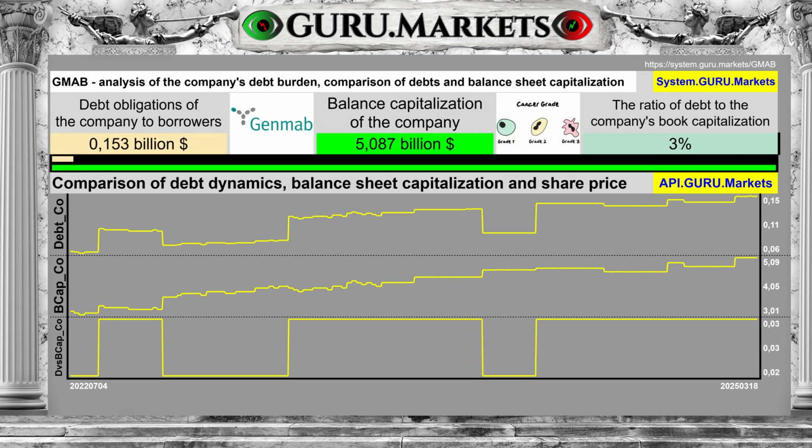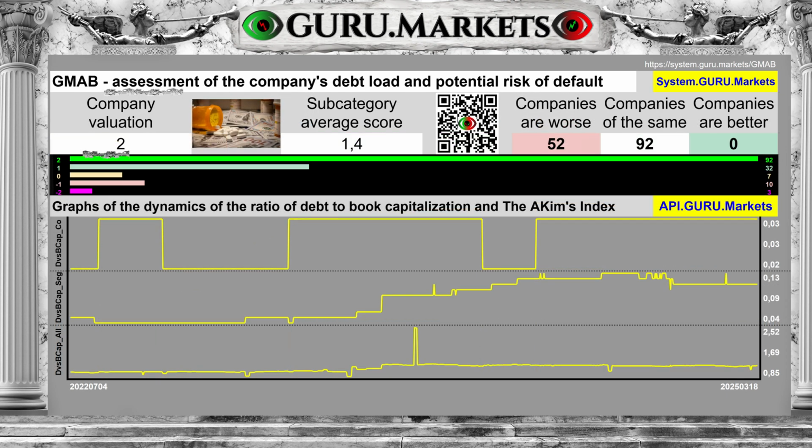The organization's debt obligations amount to $0.153 billion. Financial liabilities to book value amount to 3% of equity. Result on the company's debt level, very good, 2 points.